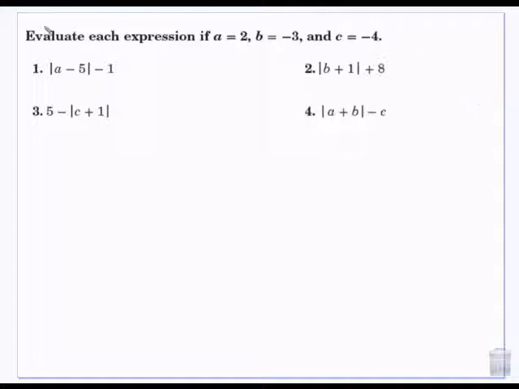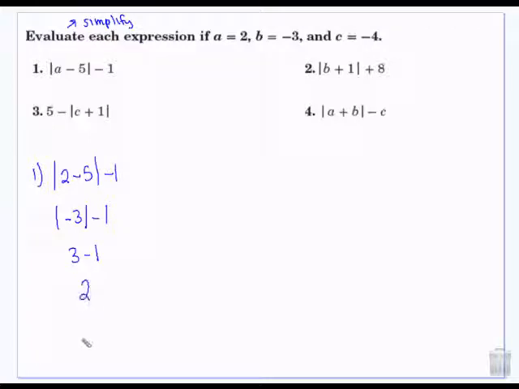Just when it says evaluate, this isn't solving, this is just simplifying. So what we want to do is everywhere there's an A, we're going to plug in a 2. So number 1 becomes 2 minus 5 minus 1. And 2 minus 5 is negative 3. And the absolute value of negative 3 is positive 3. So it's 3 minus 1, which is 2.